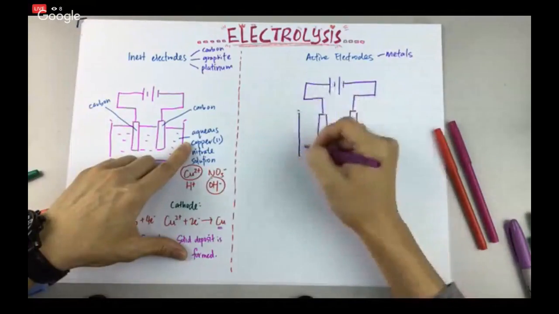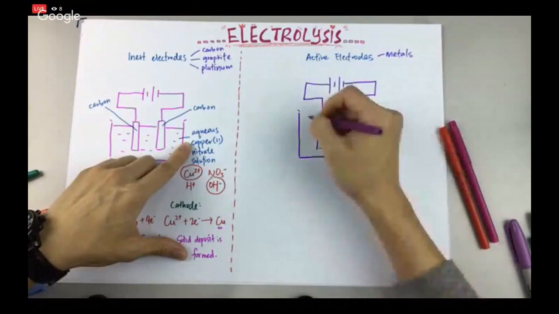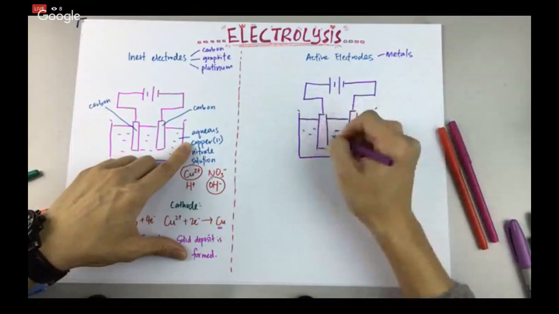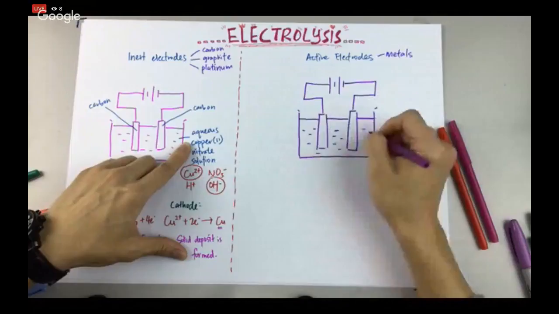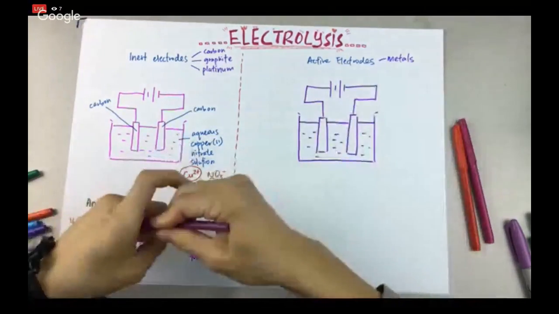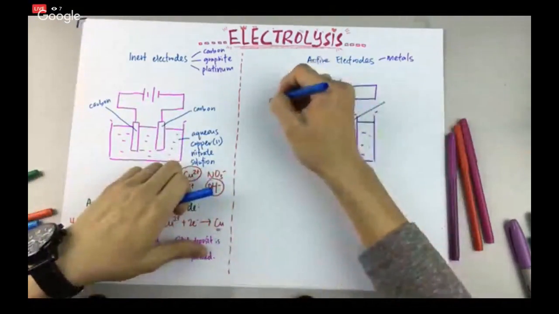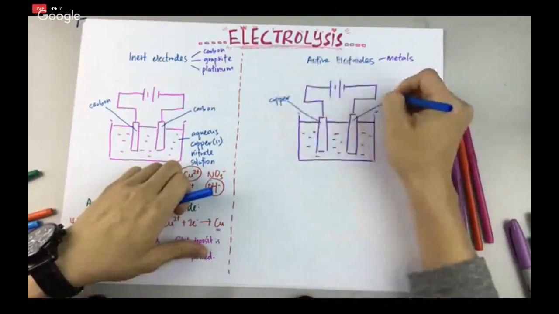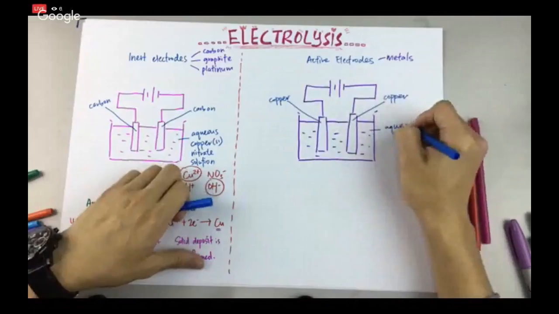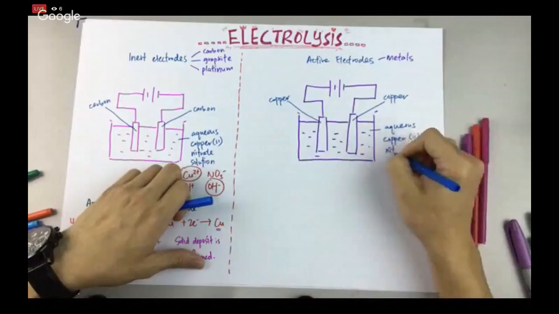As an example, in this case, active electrodes, for example, we use copper. Copper electrodes in copper(II) nitrate solution. So, here's the question. What is the observation, and the half equation at anode and cathode?